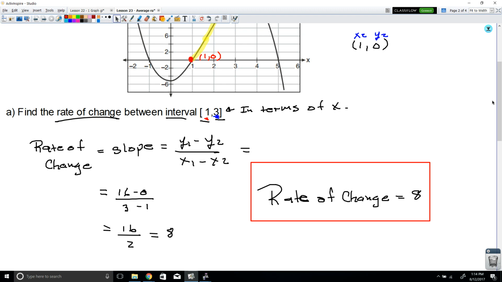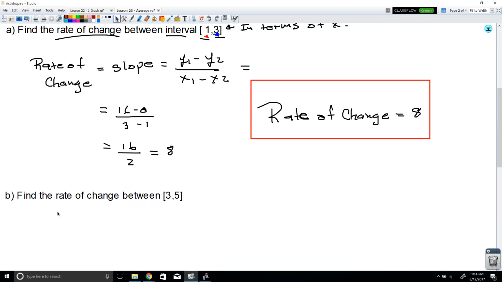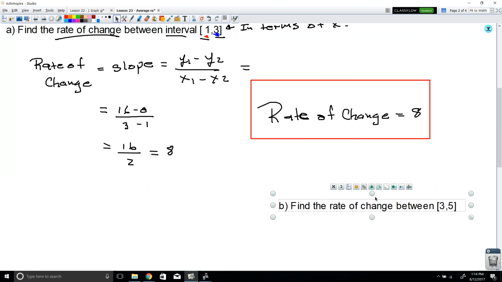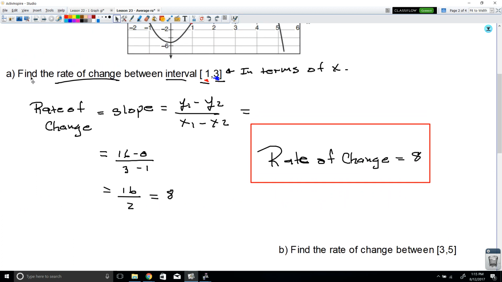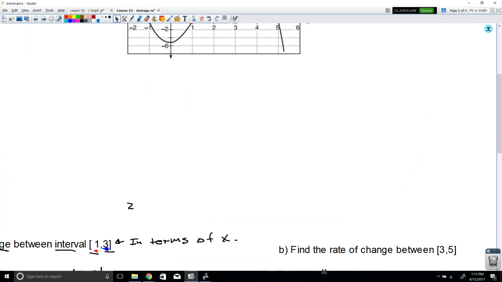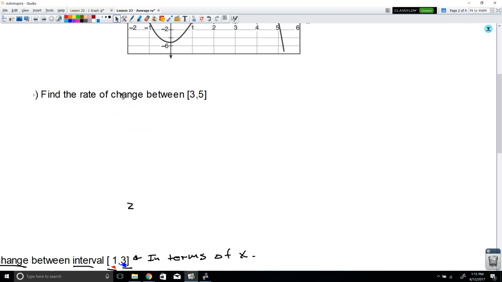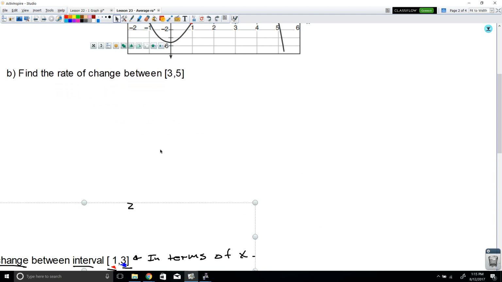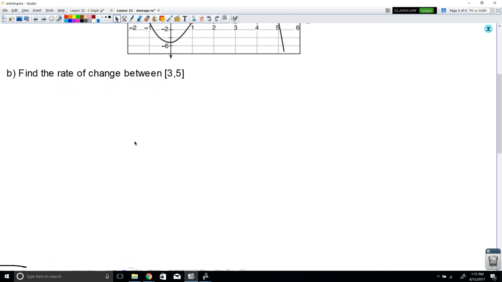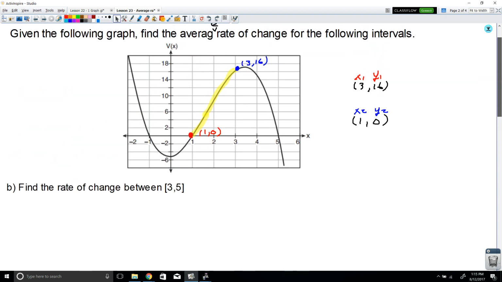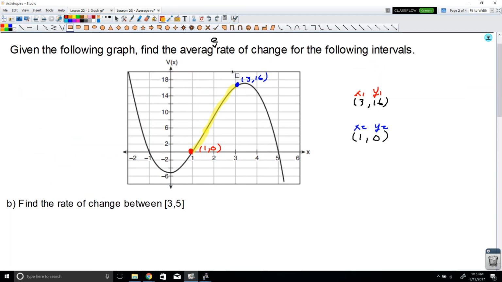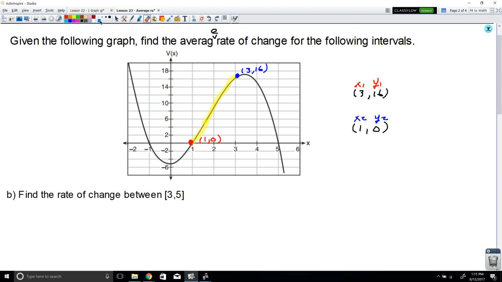So now let's look at the next example here. It says now let's find the rate of change between 3 and 5. All right, let me move example A to the side because we already have this, and let's concentrate on example B now. So example A is done. Let me erase this because this is all about example A, and we don't need this information anymore.